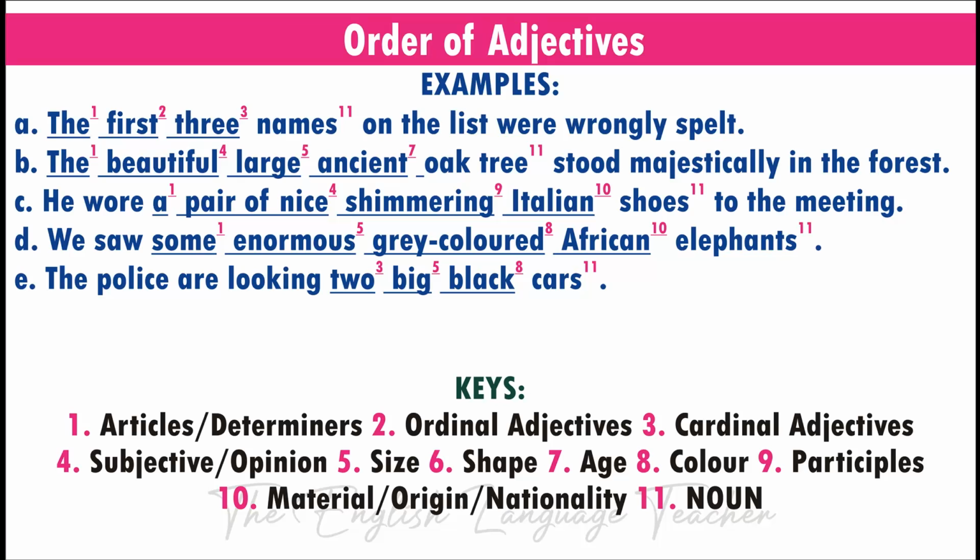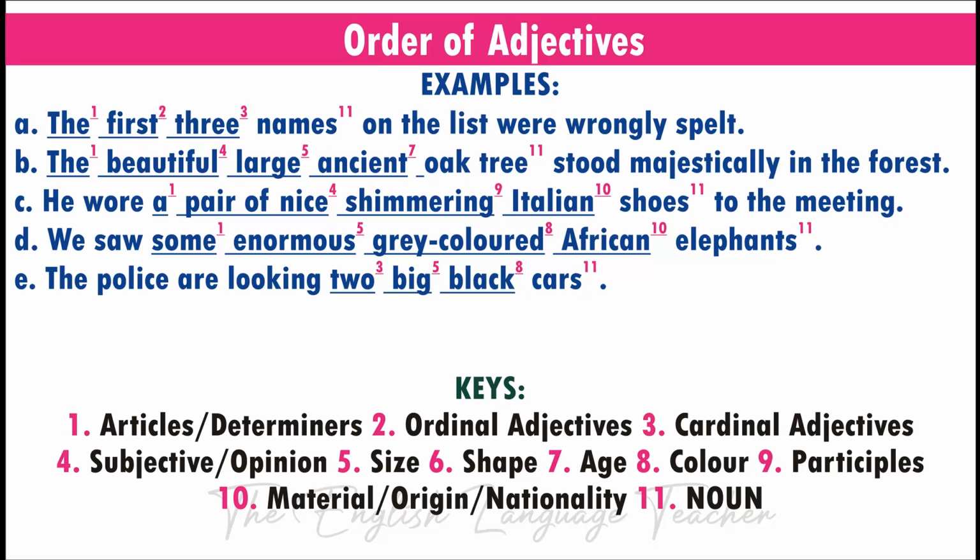That is a subjective adjective. Shimmering is a participle, number 9. Italian is number 10, which is nationality or origin. Then shoes, which is the noun, comes last on the list. He wore a pair of nice shimmering Italian shoes to the meeting.